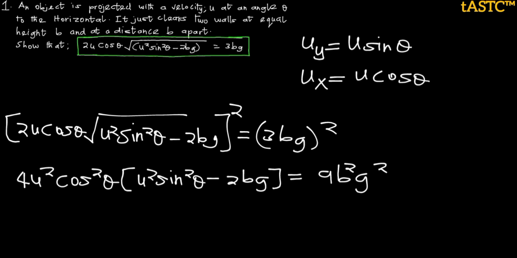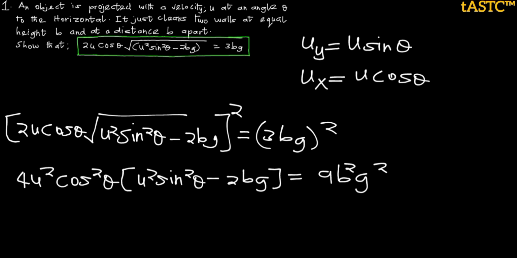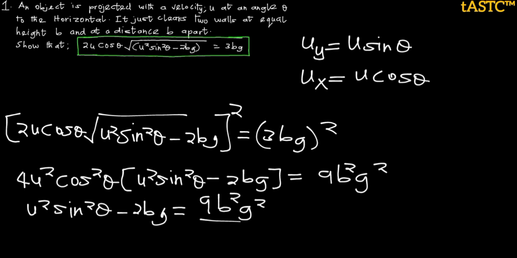Now next up, I could take this to this side. If I did that, we're going to be left with u squared sine squared theta minus 2bg equal to 9b squared g squared divided by 4u squared cos squared theta. So that is what we're going to have there.